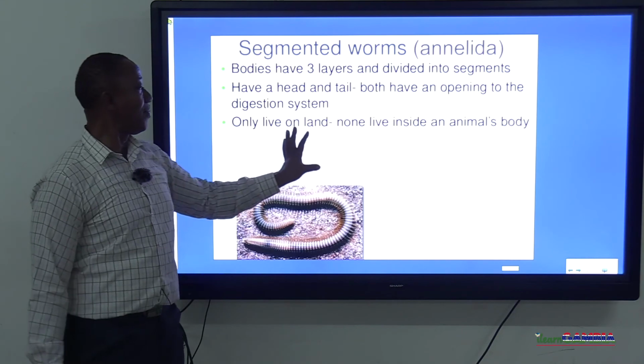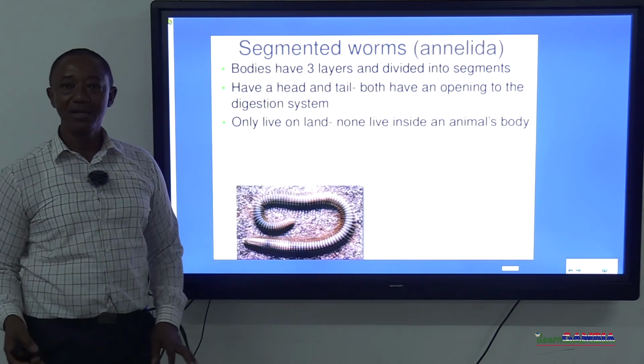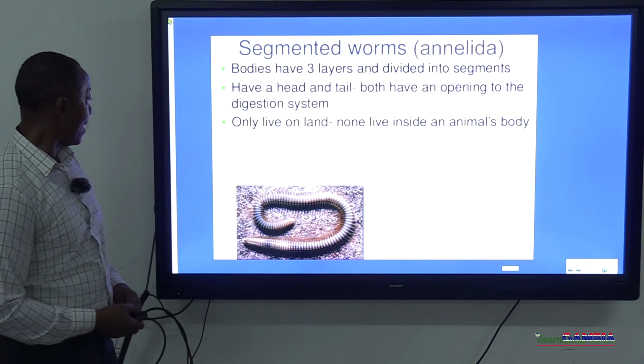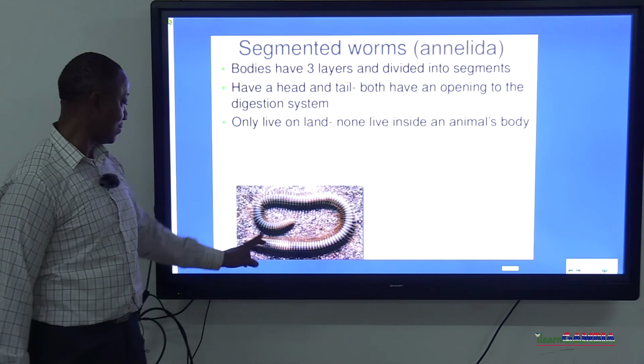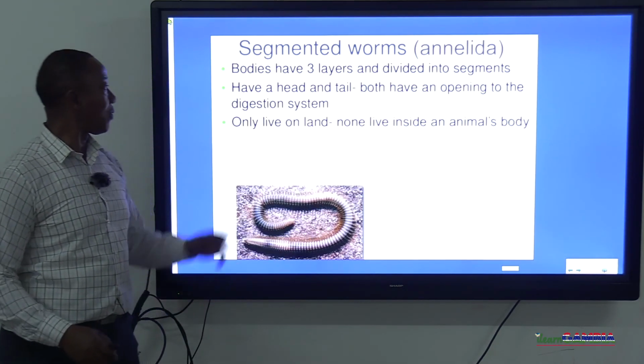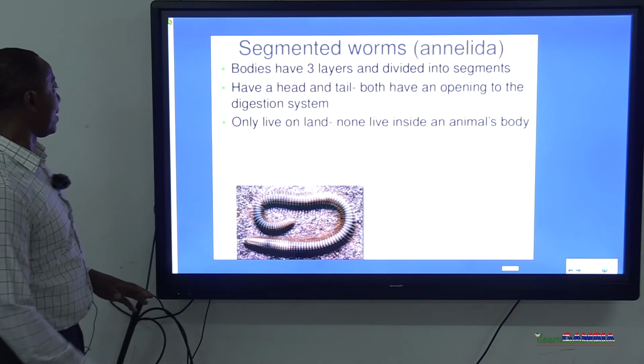Now, they live only on the land or the soil. There is none of them that live inside other animals' bodies. The earthworm is in this group. This is not an earthworm though, but it's another segmented worm. The earthworm is in this group, and they live on their own.